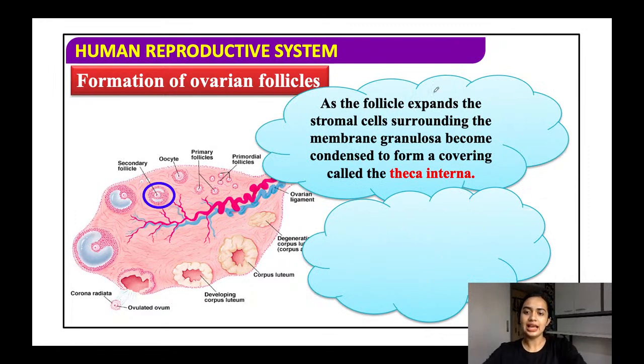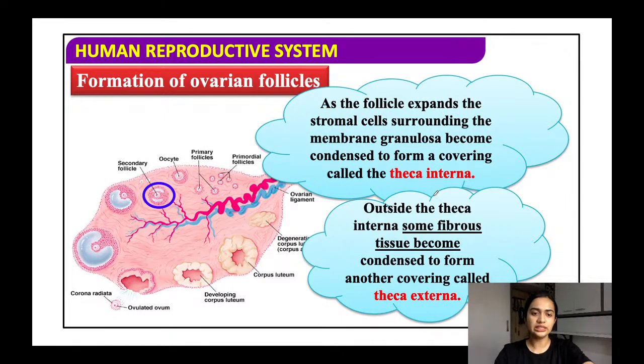Now what happens is that as this follicle expands, all right, the surrounding membrane of the granulosa starts to condense. As this cavity keeps increasing, the granulosa cells stick closer together and keep condensing, okay. So as this condensed, it forms the theca interna, in the internal region, and the theca externa in the outer region, okay. So outside the theca interna there is some fibrous tissue condensed to form the theca externa, all right. So first we saw that there were granulosa cells, then we saw that there was a cavity known as the antrum.